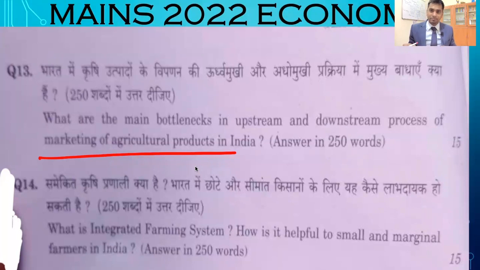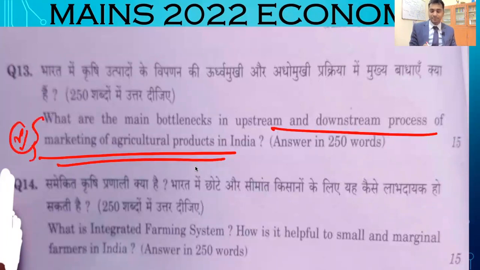I think just like the Economic Survey, they are repeating the same content every year, and UPSC started asking the same questions in this. What are the main bottlenecks in the upstream and downstream process of marketing of agricultural products in India? A repetitive question. You can write upstream requirements and downstream requirements, and this is directly taken from the syllabus itself. So no much ado to this, right?